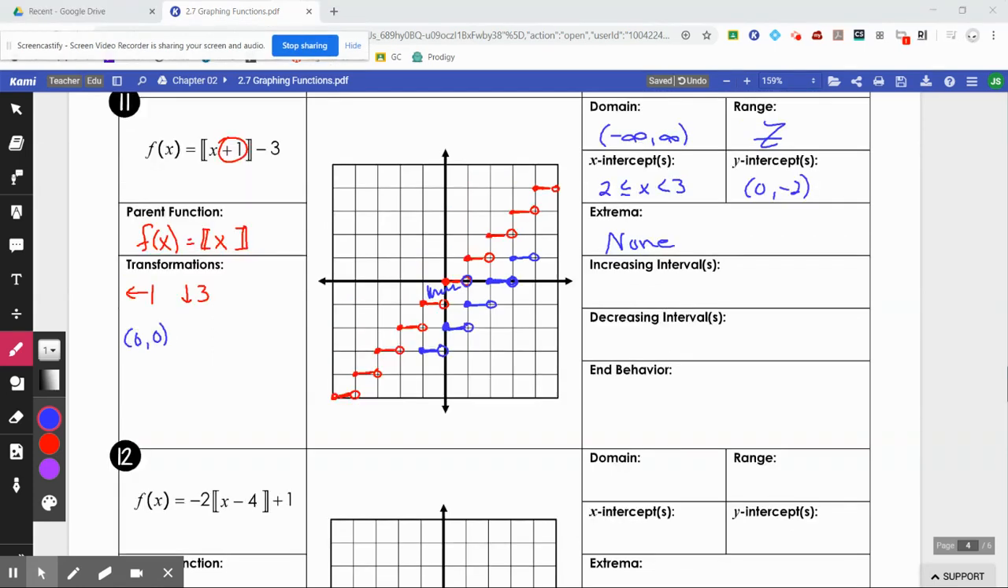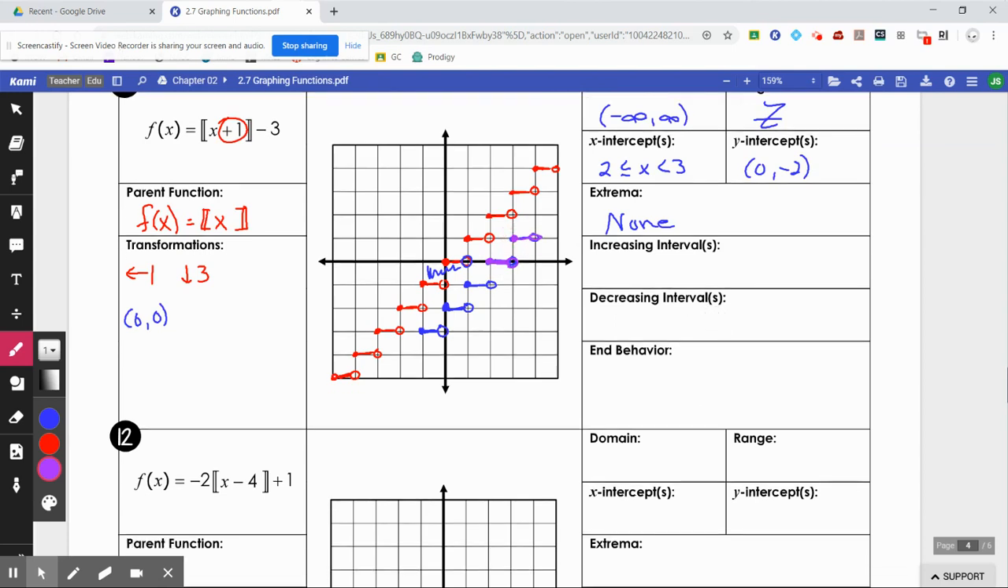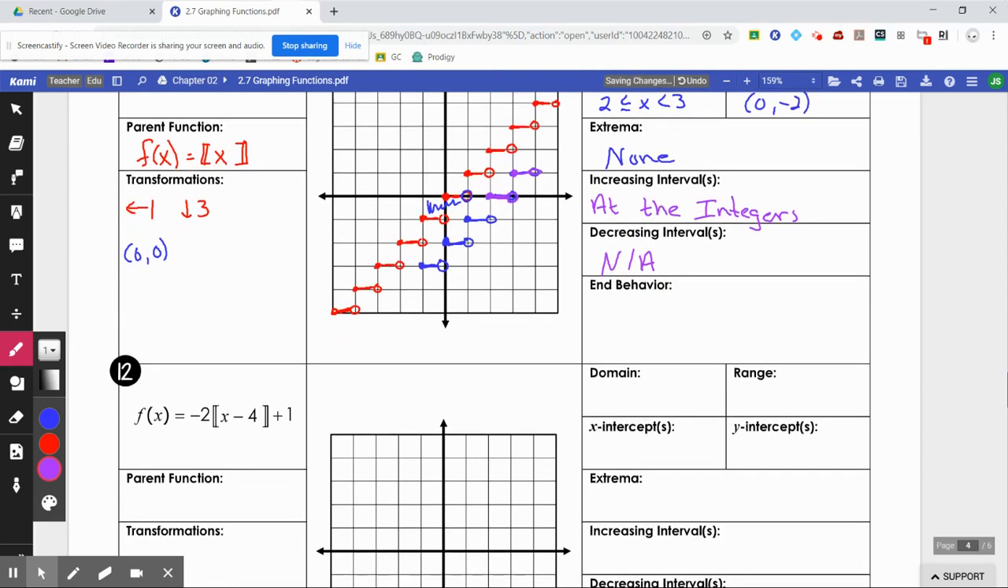Okay, now let's talk about whether the function is increasing or decreasing. Now, this is an odd function to talk about because if it's increasing anywhere, let's look at this. From this point to this open circle, we actually have a constant function. Then it jumps up here. So if it's increasing anywhere, it's increasing at the integers, at the whole numbers. And then decreasing, this function never decreases, it never goes down, so we're going to put NA.